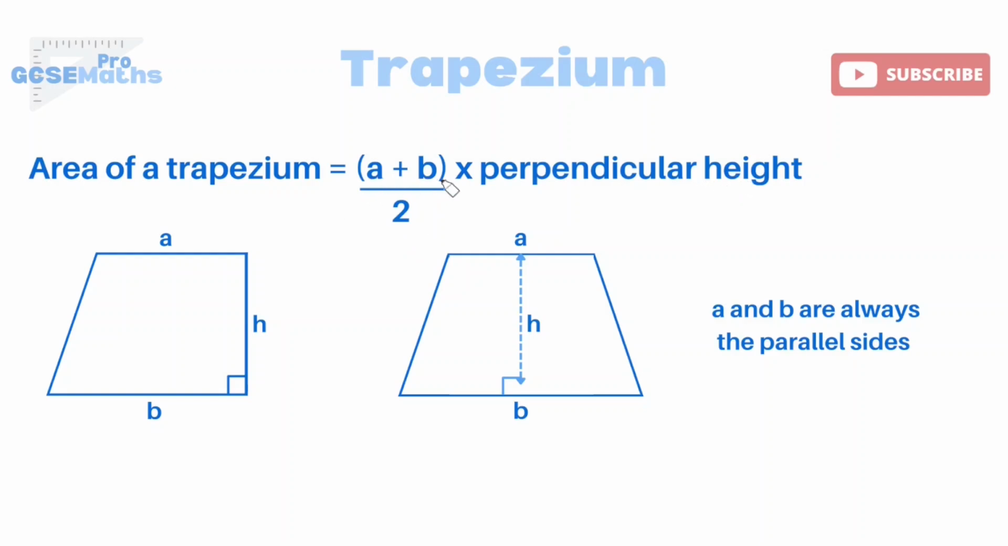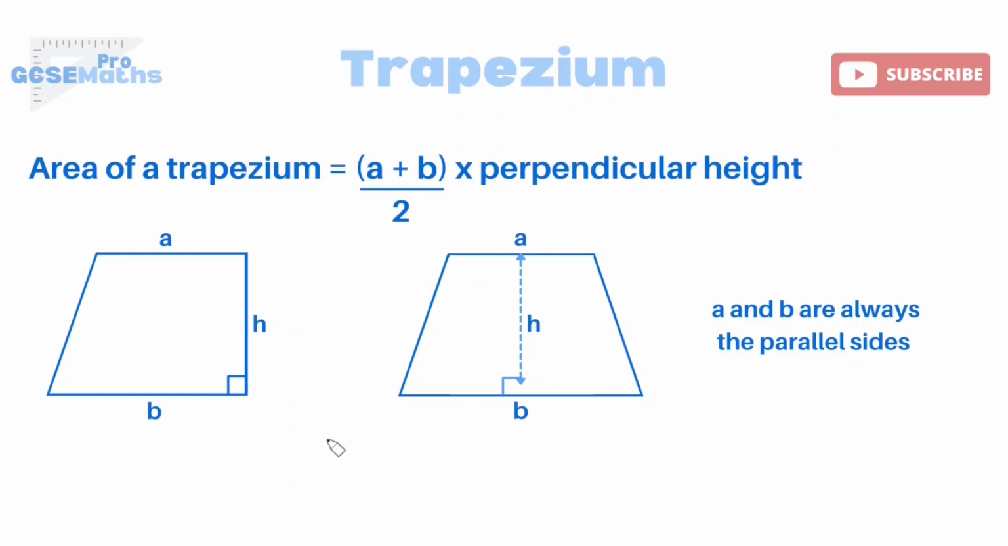A plus B, first of all, you're thinking, okay, yeah, but what even is that referring to? As you can see, I've labelled it on these two diagrams here, and you can see over on the right-hand side, it says A and B are always the parallel sides. Okay, so some people say, oh yeah, A and B are the top and the bottom of the trapezium. Well, in the case of these two diagrams, yeah.